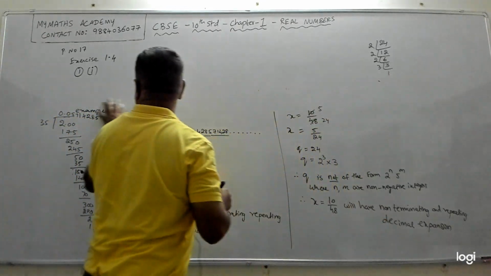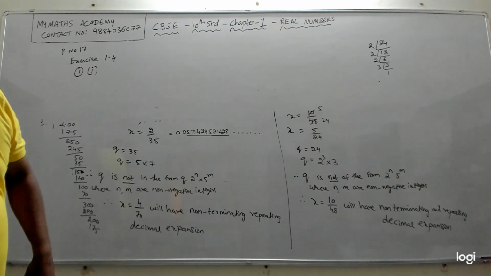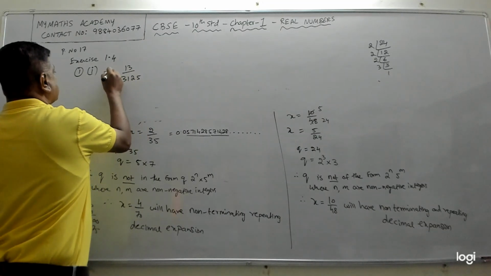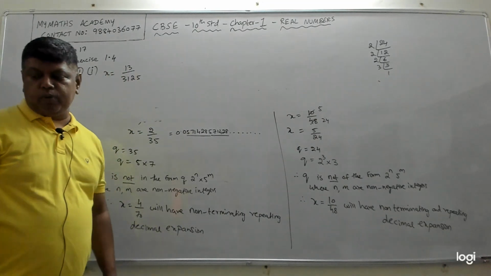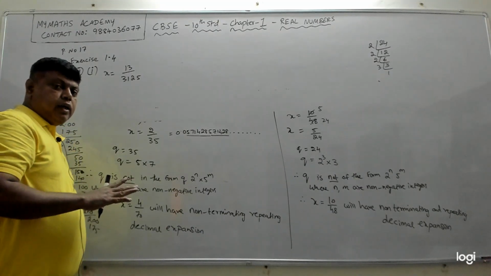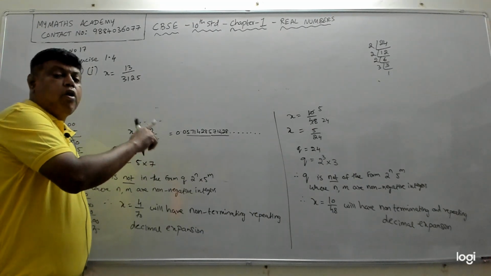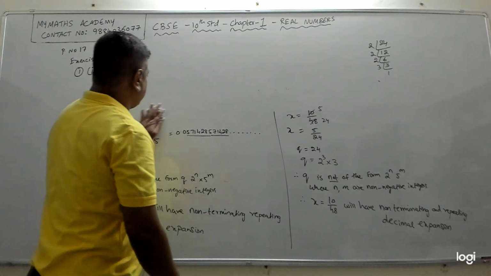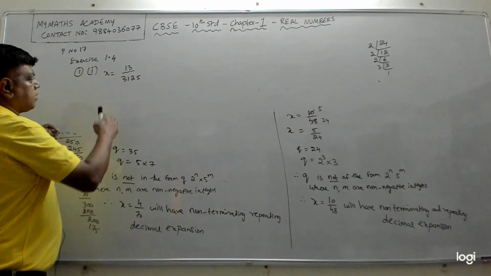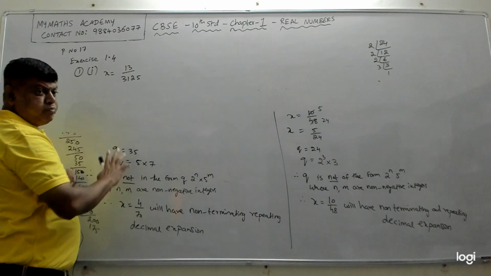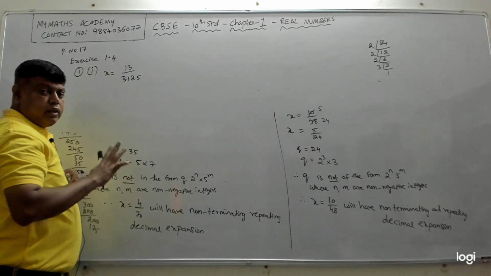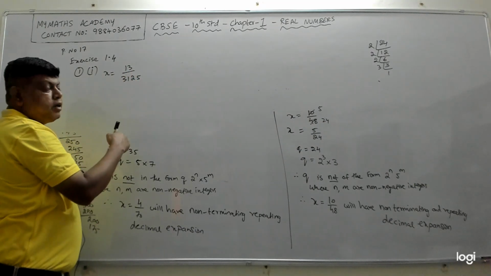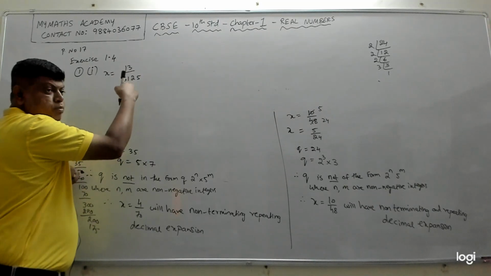What is the question? The given number is 13 by 3125. So this is our x. Now we should tell whether it has a terminating decimal expansion or non-terminating repeating decimal expansion. For that, what we do is, whenever a fraction is given, express both the numerator and denominator in the form of prime factors. We have to simplify both. Can we divide this by 13? We have to simplify this first.